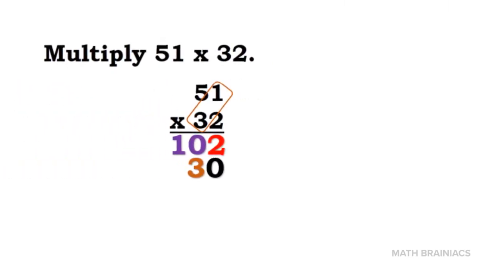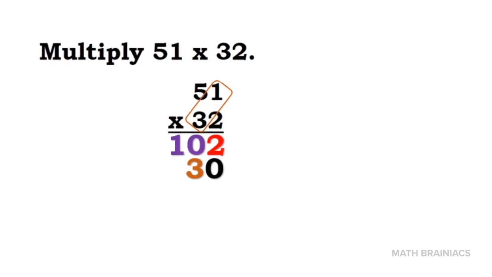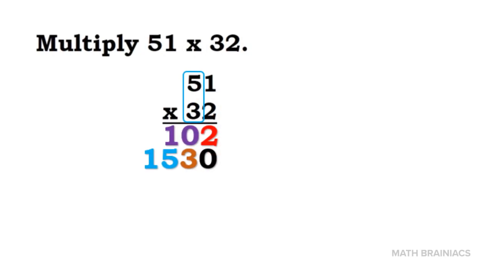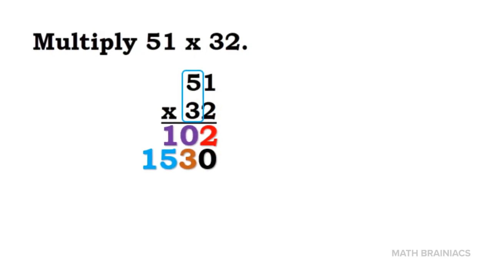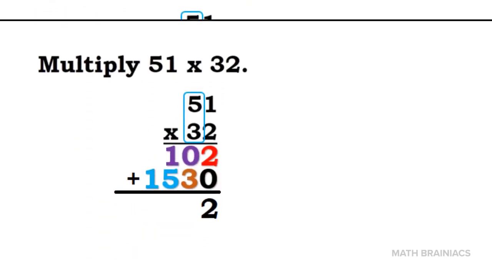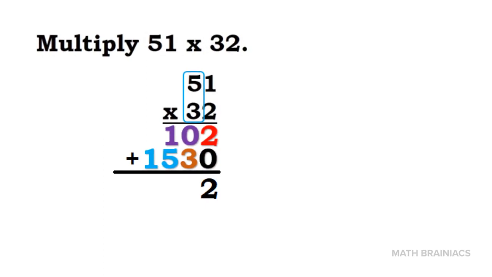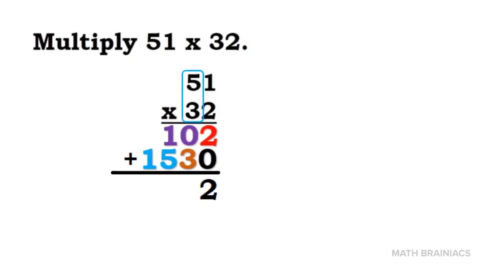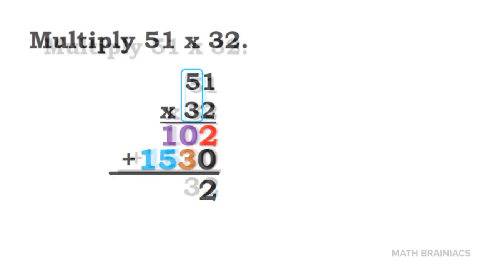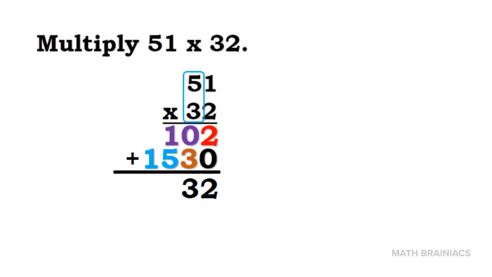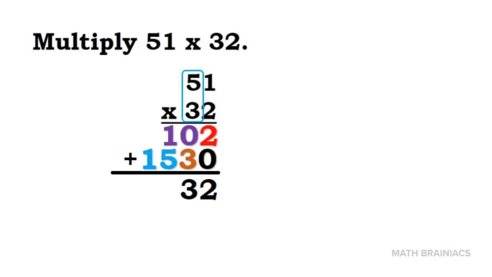Then, start working on the tens place value. Therefore, 3 times 1 is 3. And 3 times 5 is 15. Accordingly, you can start adding the products. Always remember, start with the ones place value. 2 plus 0 is 2. After adding the ones place value, you can add now the tens place value. 0 plus 3 is 3.